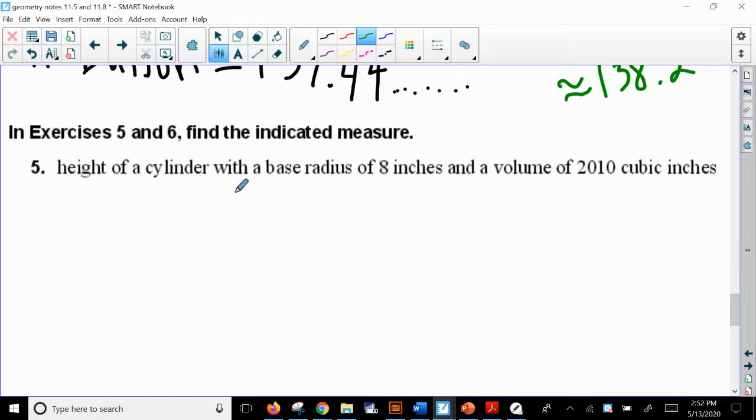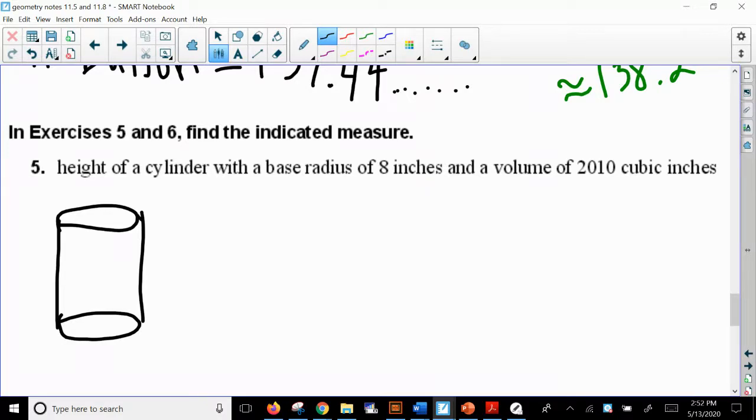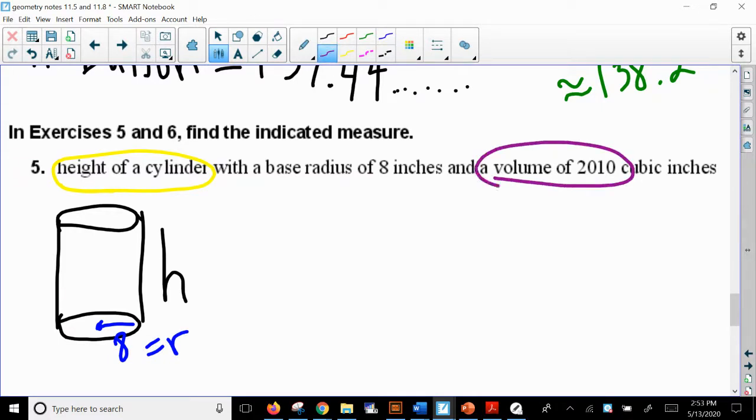Okay. This time, it's a cylinder, and we already know the height. I'm a visual person, so I like to draw my cylinder. That's an ugly cylinder, but who cares? Okay, they want us to find the height of the cylinder. That's what they're asking us for. And they're telling us the radius is 8. So we know that radius is 8. That's our radius. And they're already giving us the volume is 2010. So we know our volume is 2010.